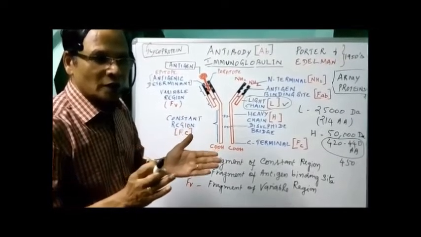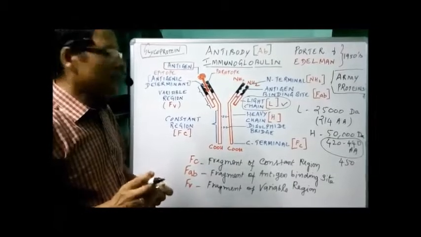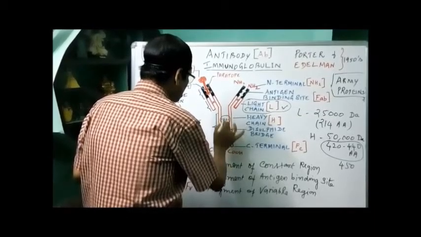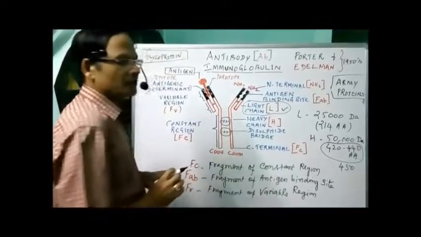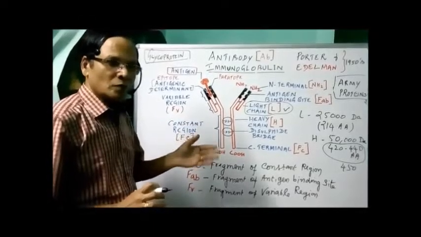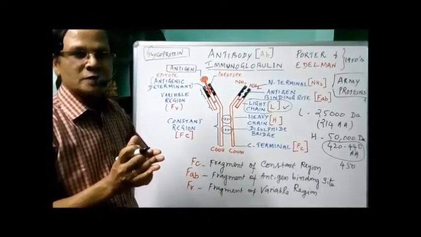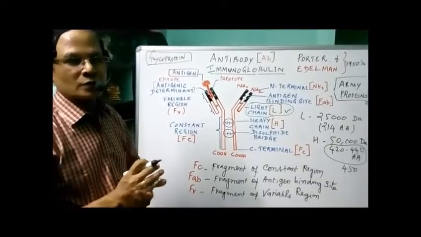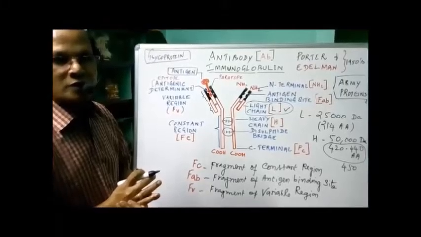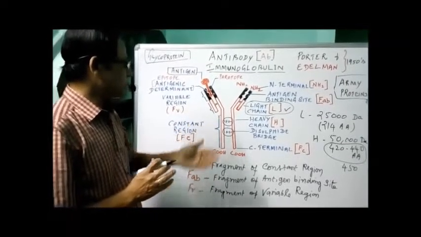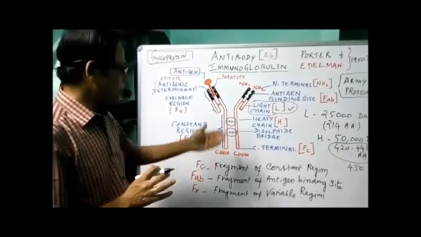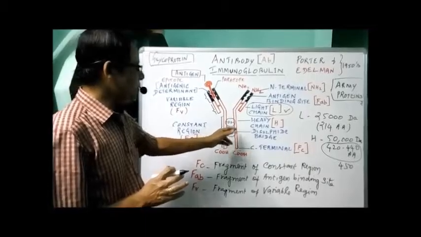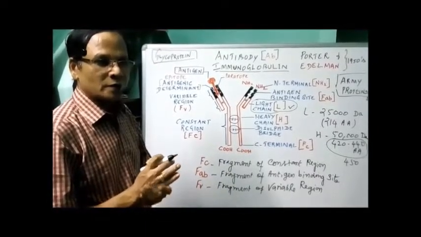Now the chains are held together by means of disulfide bonds. You see that the two heavy chains are joined with a disulfide bond. A disulfide bond is formed wherever you have amino acids with a sulfur group. We have only two amino acids with a sulfur group, methionine and cysteine. So the two heavy chains are joined together by means of a disulfide bond.